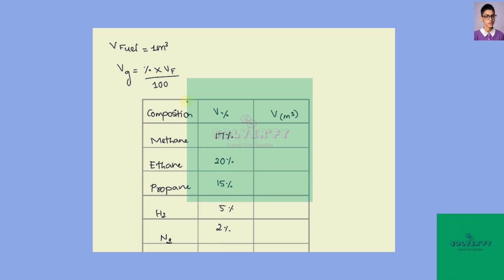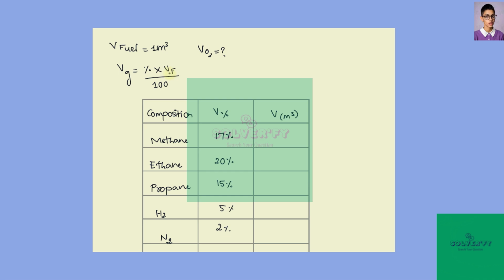Hello students. In this question, 1 meter cube of the fuel consists of the following combination of the gases. We have to find out the volume of the oxygen that is required for the complete combustion of this fuel. At first, we are going to find out the volume of each gas.